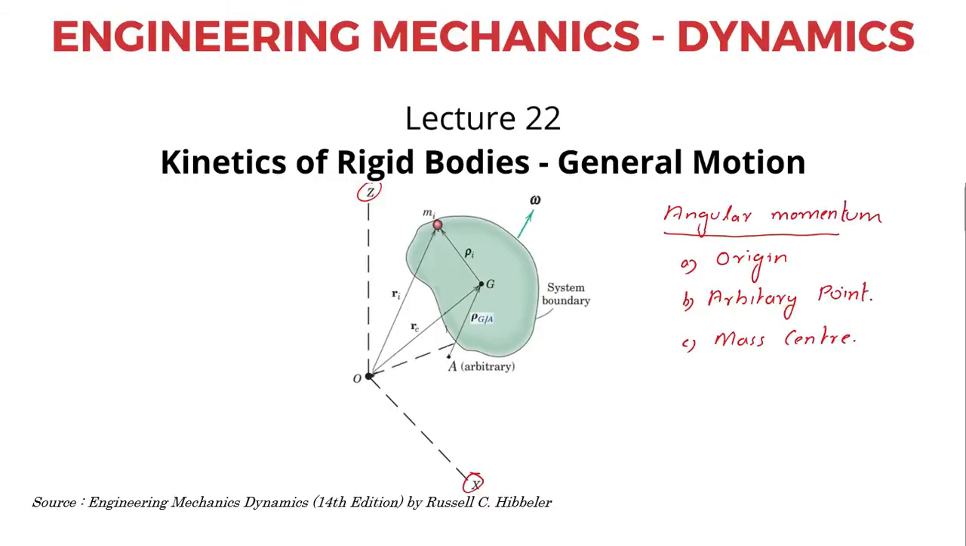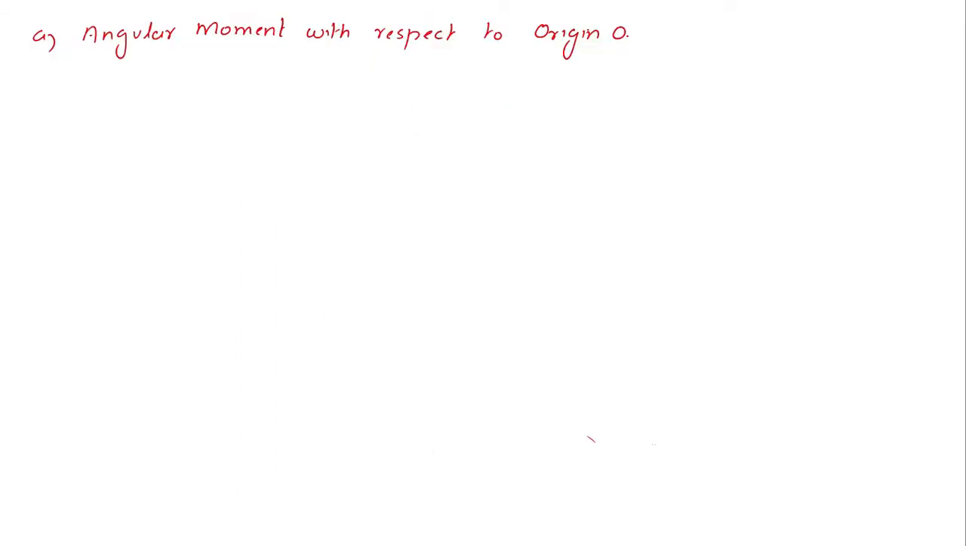Okay, so first I shall go after angular momentum with respect to origin O. Now O is the origin here. The corresponding angular momentum with respect to the origin of the inertial reference frame is also called the absolute angular momentum.